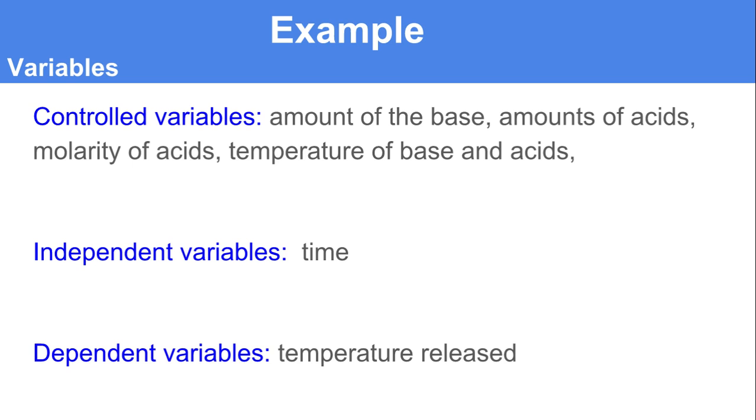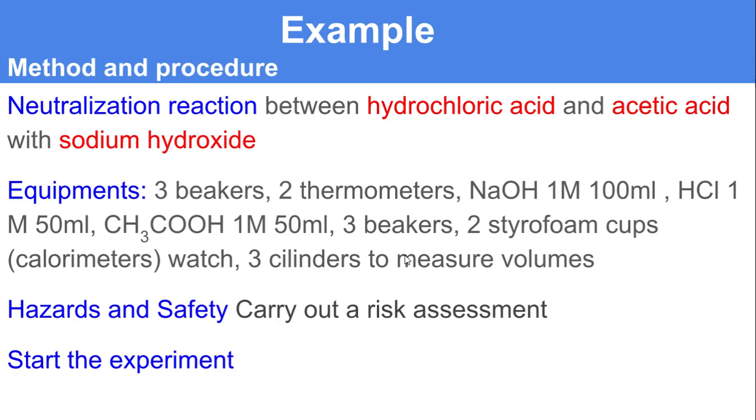We are going to keep the time the same, and you're going to measure the dependent variable, the temperature. And something that we change also is the kind of acid. We are going to have two acids, a strong one and a weak one. And we decide on the method and procedure. So we decide to have a neutralization reaction between hydrochloric acid and sodium hydroxide, and acetic acid and sodium hydroxide. So we have one strong acid and a weak acid with sodium hydroxide.